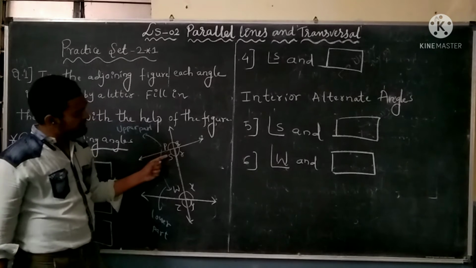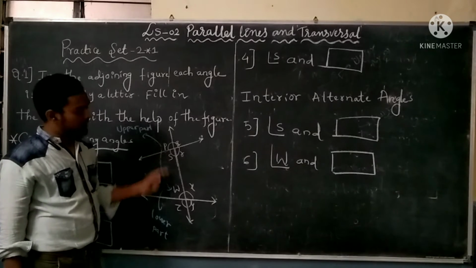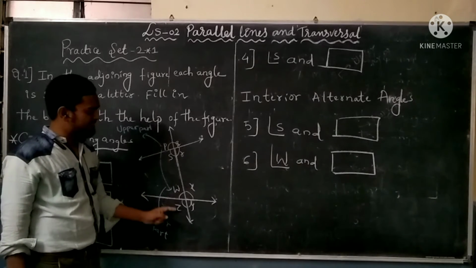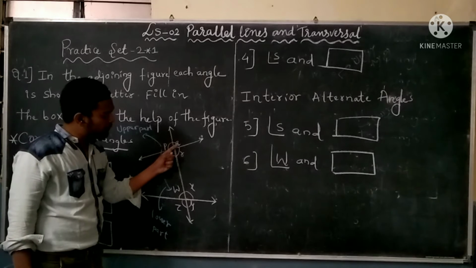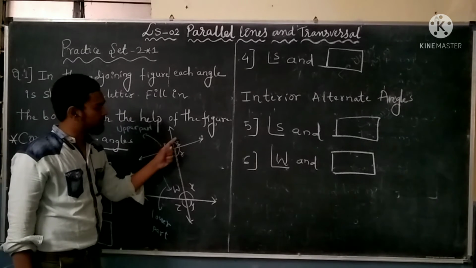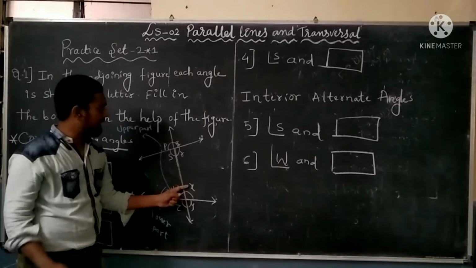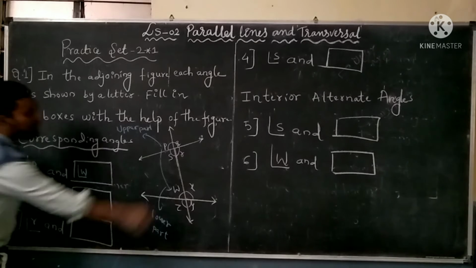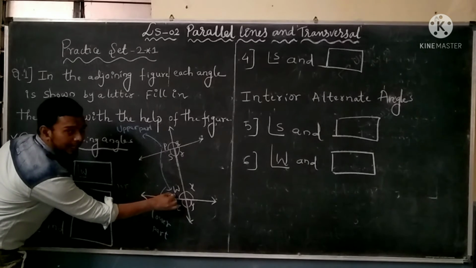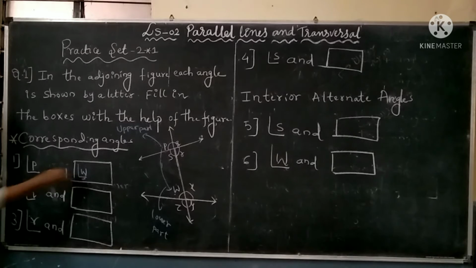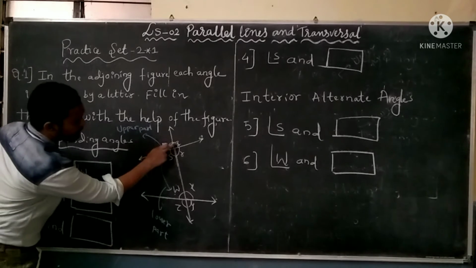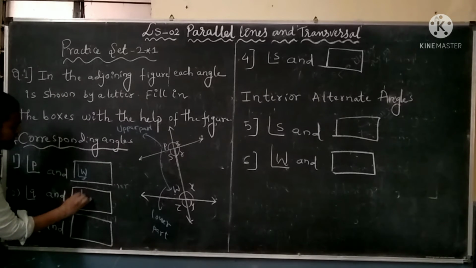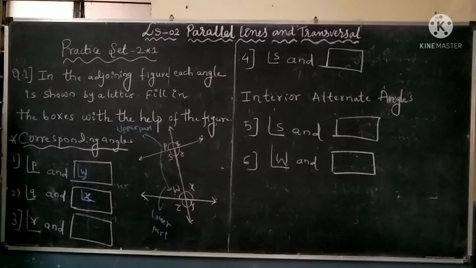In the upper arm, S is on the lower side, and in the lower arm, Z is on the lower side. Therefore S and Z are corresponding angles, Q and X are corresponding angles, and R and Y are corresponding angles. Therefore P corresponds to angle W, and angle Q corresponds to X.